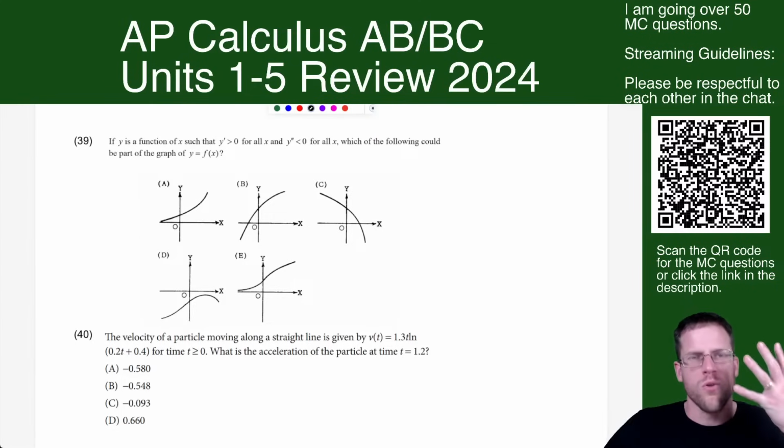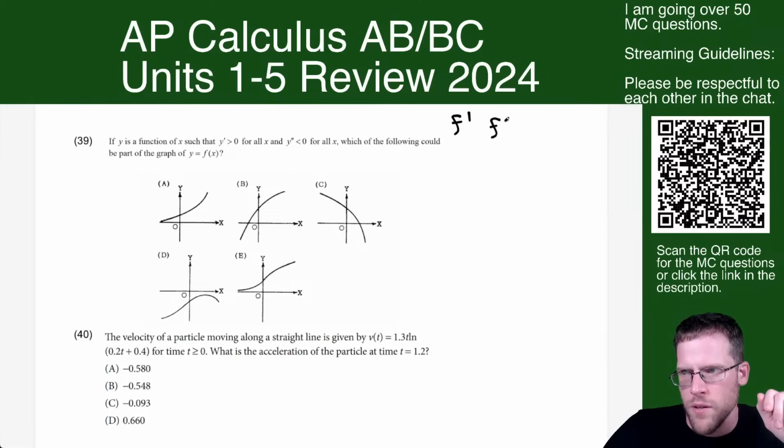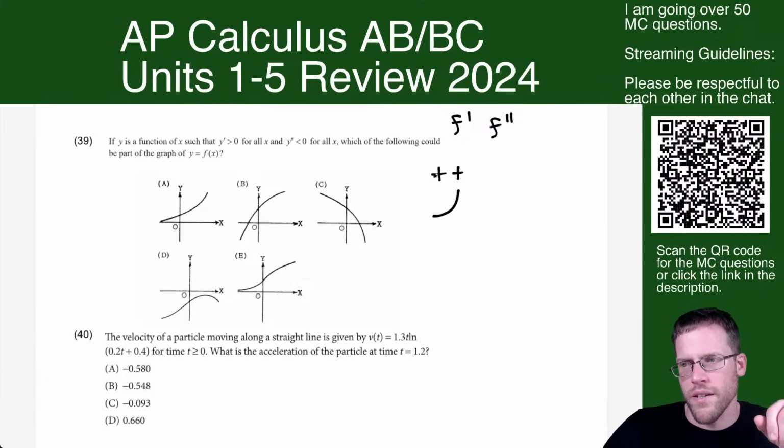The 4 emojis of curve sketching. You ready? So we could have f prime, f double prime. If f prime is positive, your function is going up. If f double prime is positive, your function is smiling. So this, positive f prime, positive f double prime, your function is increasing and it's smiling.